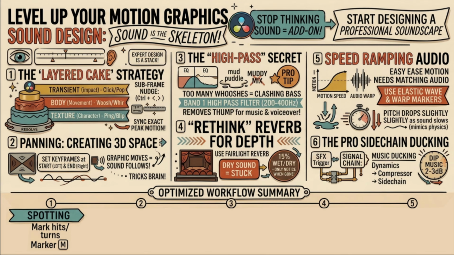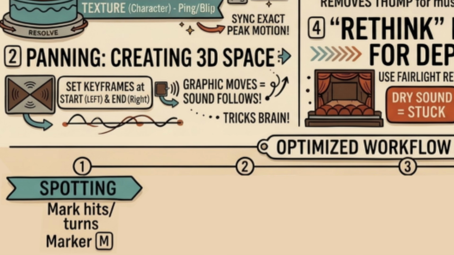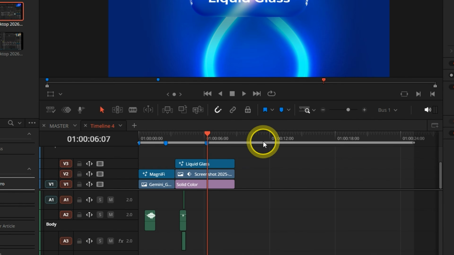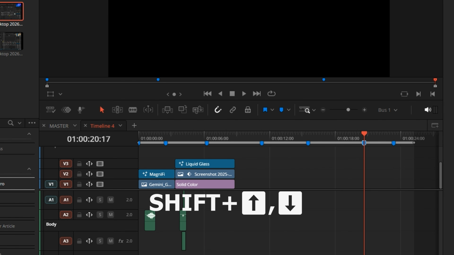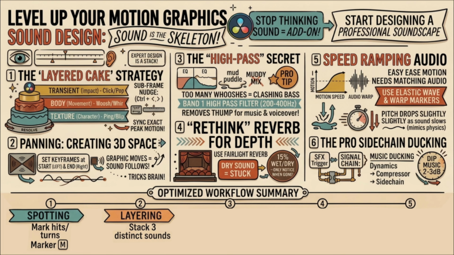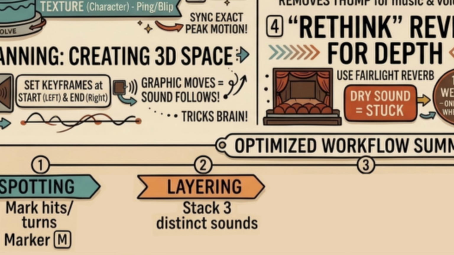The first one is spotting. Mark hits and turns. Using markers on your timeline, you can quickly map where you want sound design on your motion graphics. Use shift and the up and down arrows to move quickly between those markers on your timeline. Number 2 is layering, stacking the 3 distinct sounds on your sound design. Again, if the sound doesn't need that, don't do it.